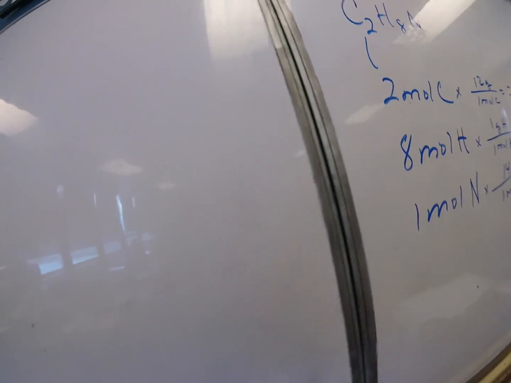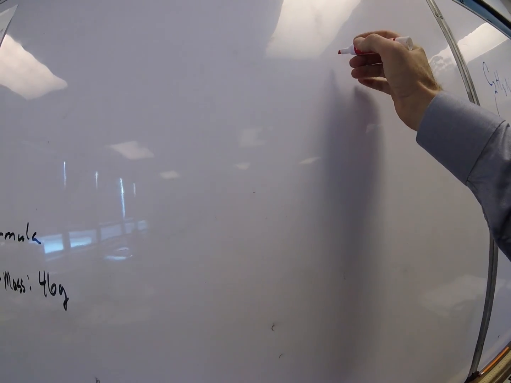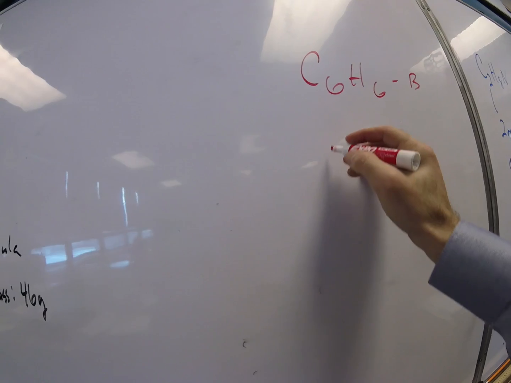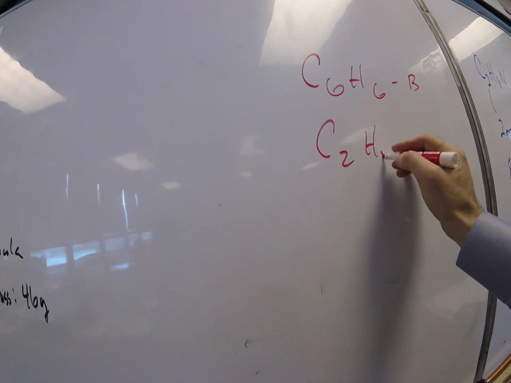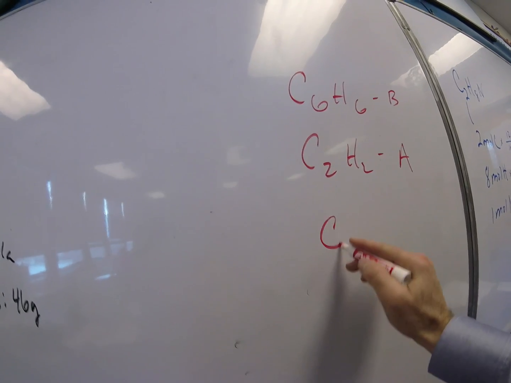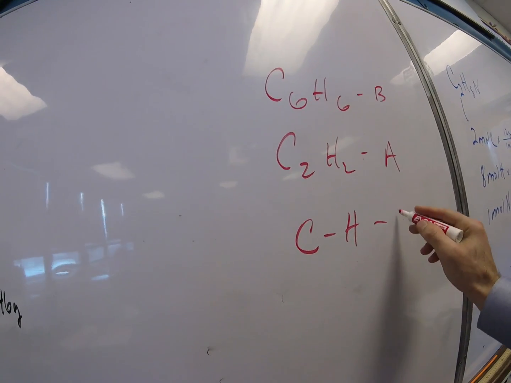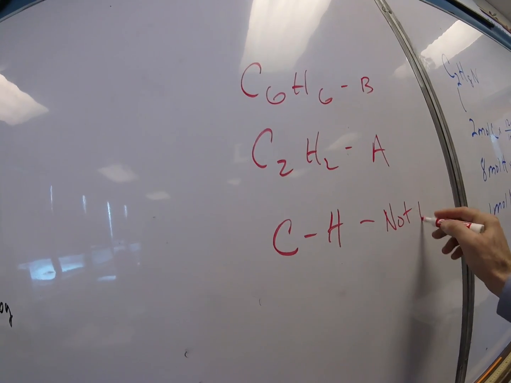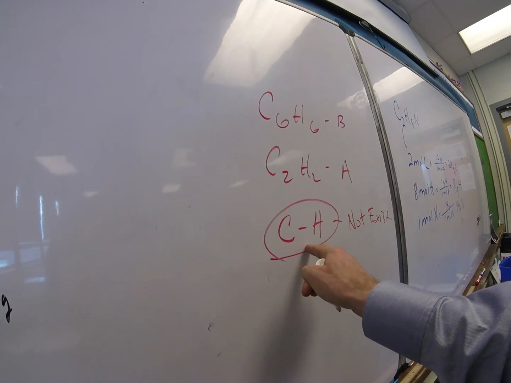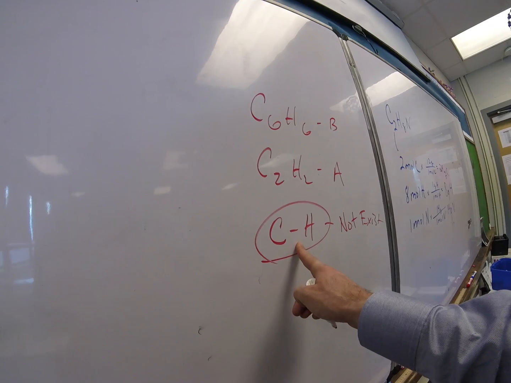Like yesterday, we had C6H6 for benzene. That's benzene. We'll just put a B. Then we had C2H2, and that was acetylene. We'll just put an A. And the empirical was CH. Now, this does not exist. So sometimes this is the empirical, but it's not a molecular formula. You can't make CH.